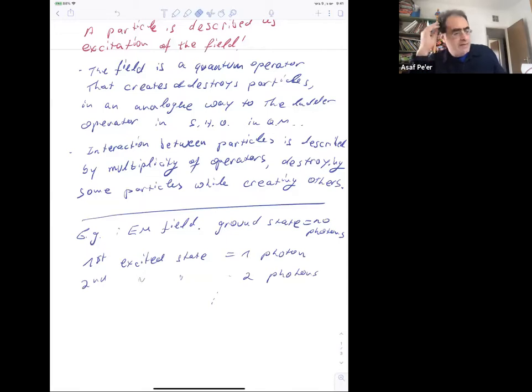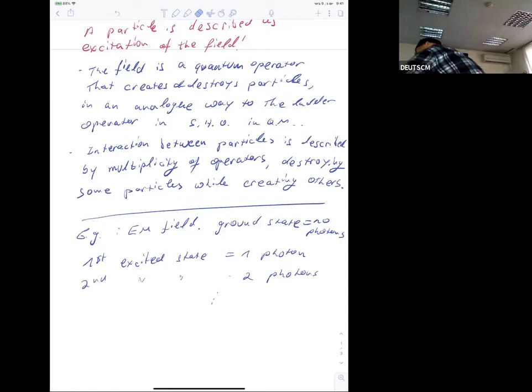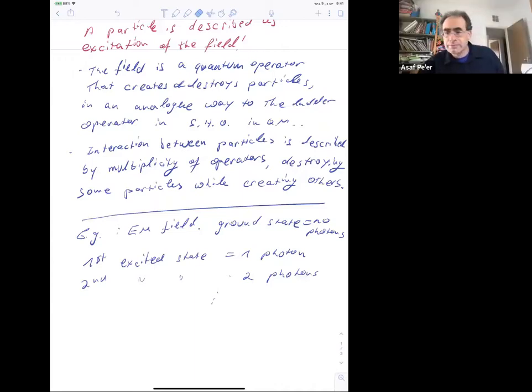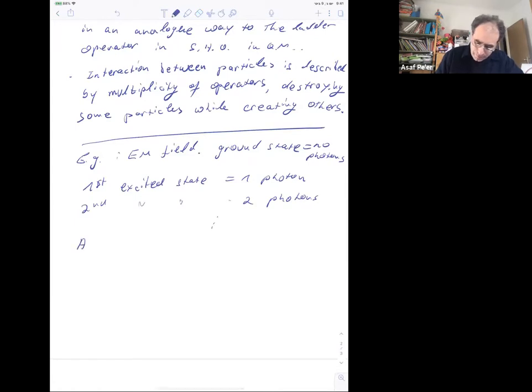Now, I said at the beginning of the course, if you remember, that within the framework of quantum field theory, a model is described by the Lagrangian, right? A model is described by a Lagrangian.